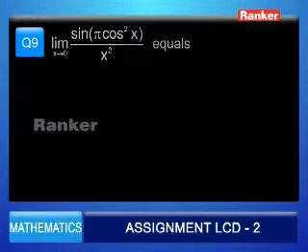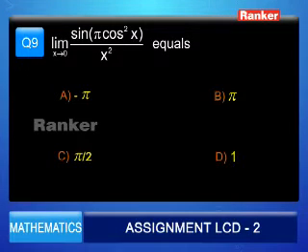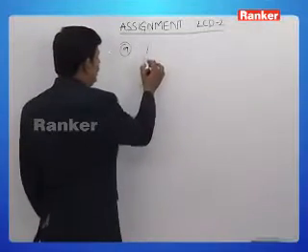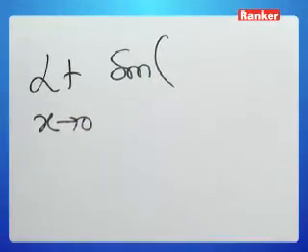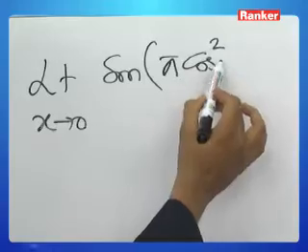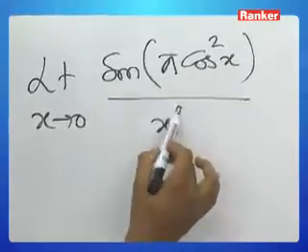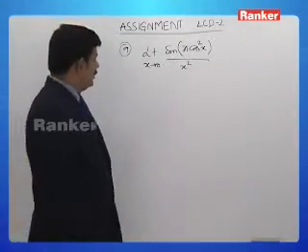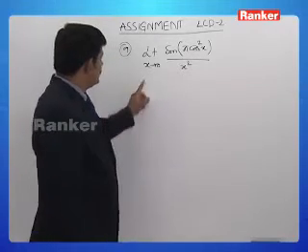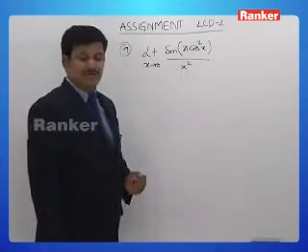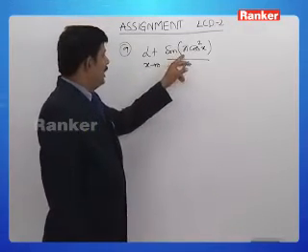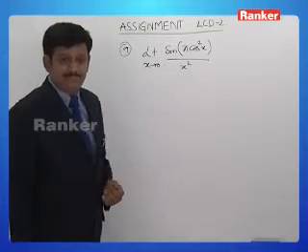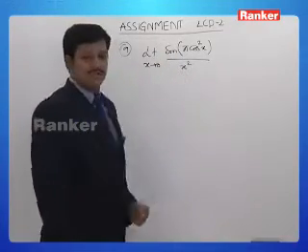Next question: limit as x tends to 0 of sine of pi cos square x divided by x square. We have to evaluate this limit. Let us see how. As x tends to 0, cos square x tends to 1 and pi into cos square x tends to pi, and sin pi is 0. So this is 0 by 0 form.